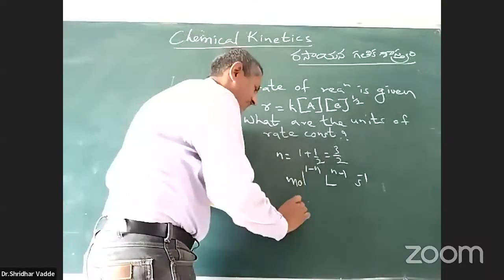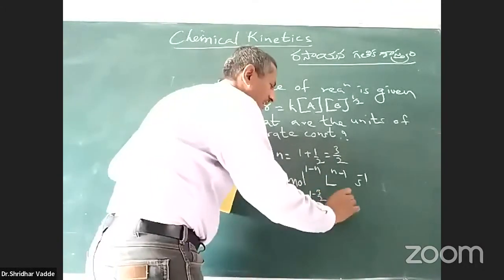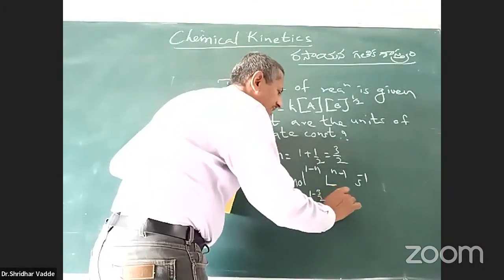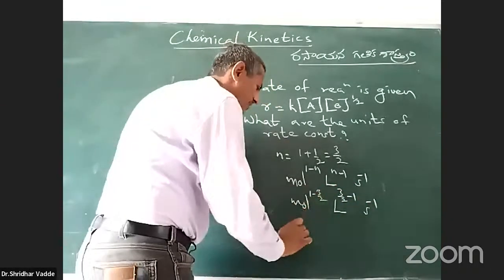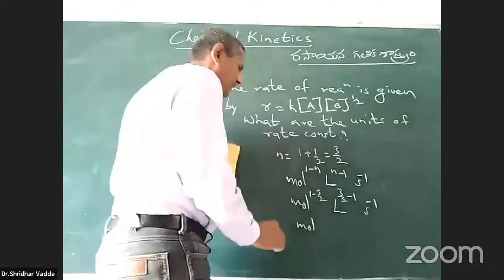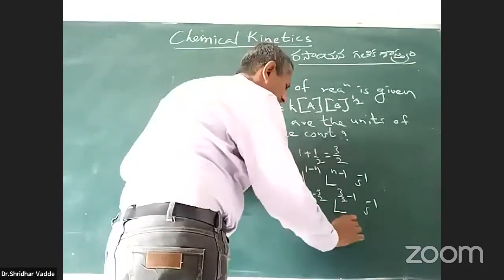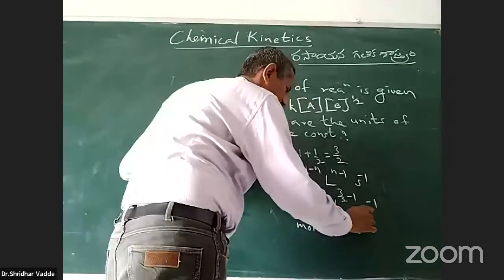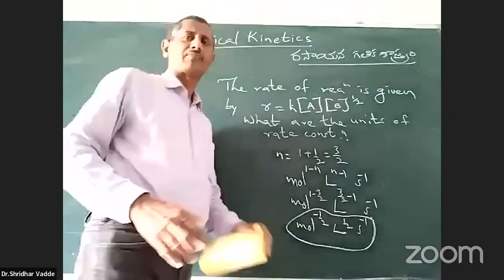Mole 1 minus 3/2, liter 3/2 minus 1, second inverse. So this is how much? Mole minus 1/2, liter 1/2, second inverse. So these are the units of the rate constant of the reaction.